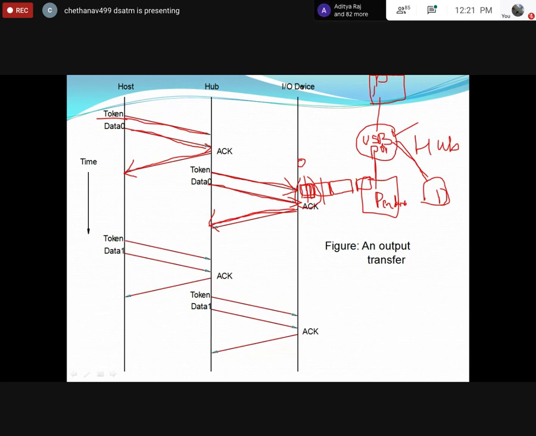Here also, I'm sending a second packet of data, packet number one, that is data one. I'll receive the acknowledgement. Who is giving the acknowledgement? The USB hub is giving the acknowledgement. And as soon as the hub has received the data, it will send it to its destination node. As soon as the destination node receives it, it will give the acknowledgement to the hub.